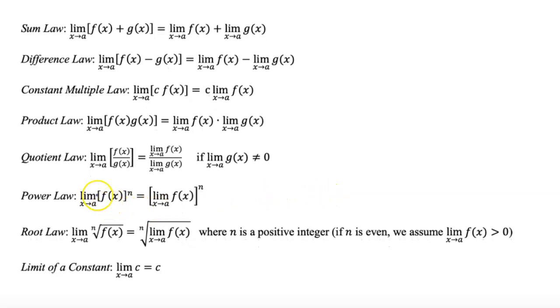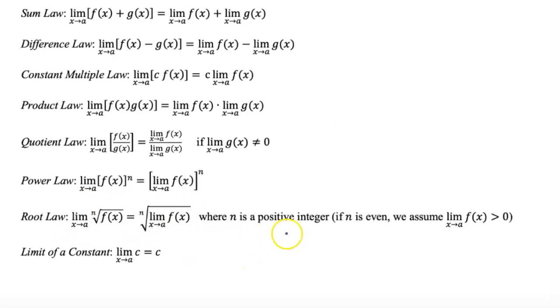We've got the power law that tells us that the limit as x approaches a of a function to some power is the limit of that function raised to that power. And the same thing with the root. We've got a similar root law that tells us that the limit of the nth root of a function is equal to the nth root of the limit of that function. And this is true where n is a positive integer. And we make the note that if n is even, we assume the limit is greater than 0. Because if we're taking an even root, we know that this must be positive. If we have a negative inside of an even root, then that gives us an imaginary number, which we're not going to worry about in terms of limits.